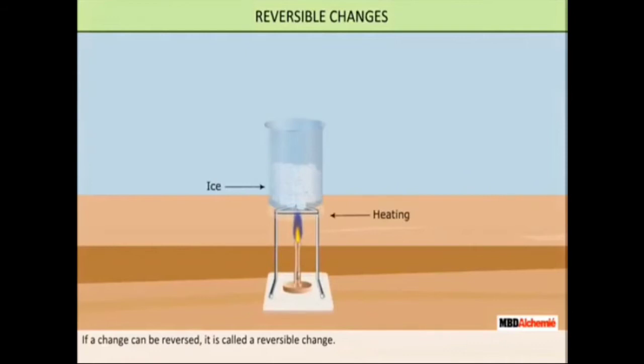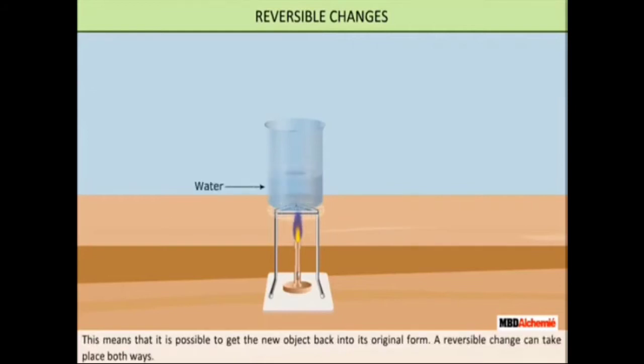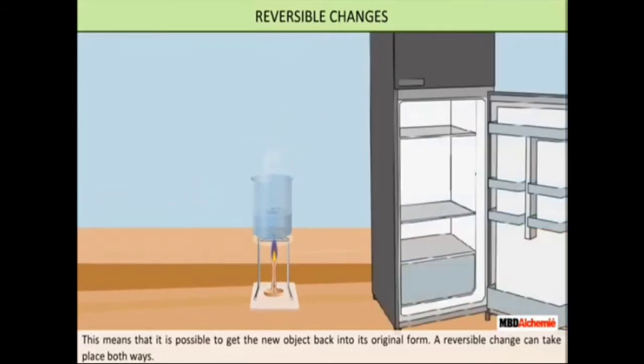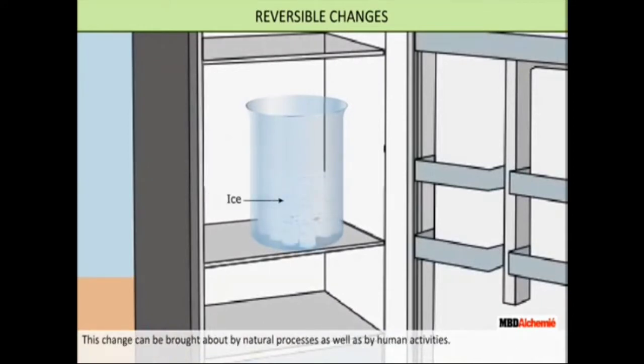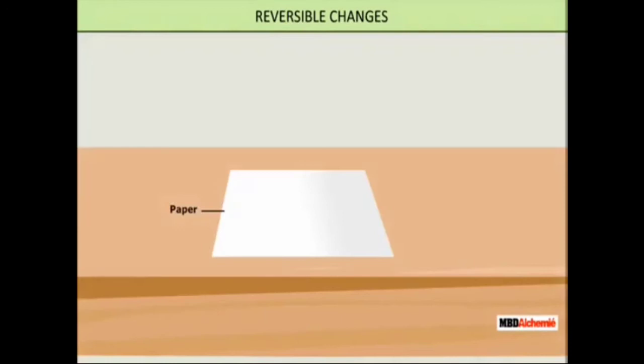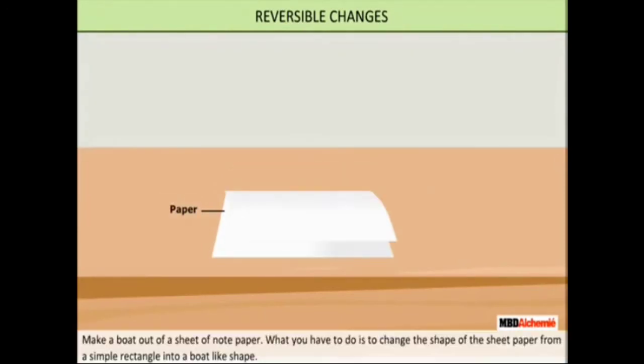If a change can be reversed, it is called a reversible change. You have already learned this, right? This means that it is possible to get the object back into its original form. A reversible change can take place in both directions. This means the change can be brought about by natural processes as well as by human activities.